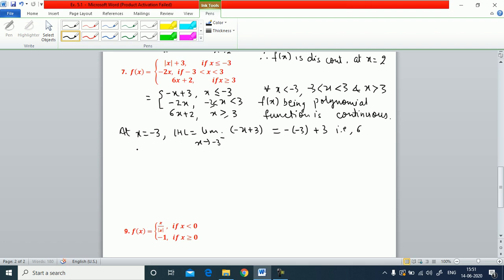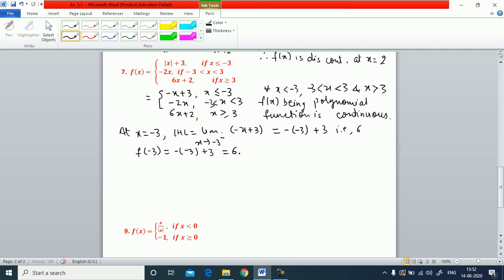Okay. In the same manner, the value of the function at minus 3, for that also we have to use this definition of the function. So what is x to be replaced with? It is to be replaced with minus 3. So minus of minus 3 plus 3, which is equal to 6.